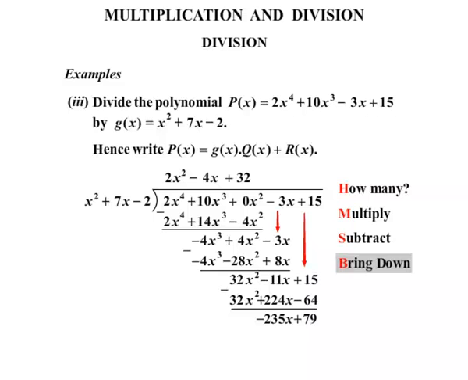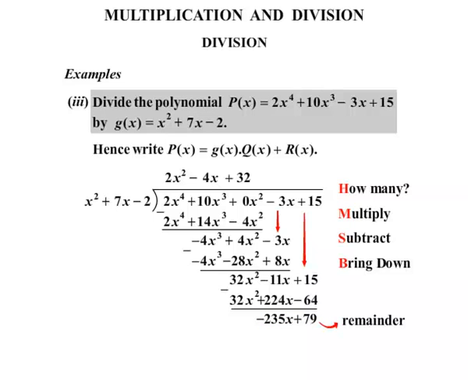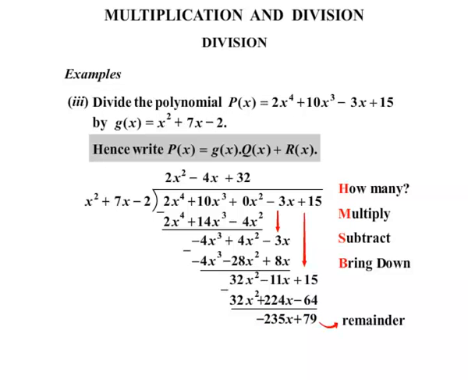Now this time there's nothing else to bring down, so that, rather than being 0, is our remainder. The previous couple of questions, we had 0 remainder, but this time we do have a remainder. So we've done that division. We're up to the next bit. Hence, write the polynomial as g of x times q of x plus r of x. And then I'll explain what each term really talks about here.